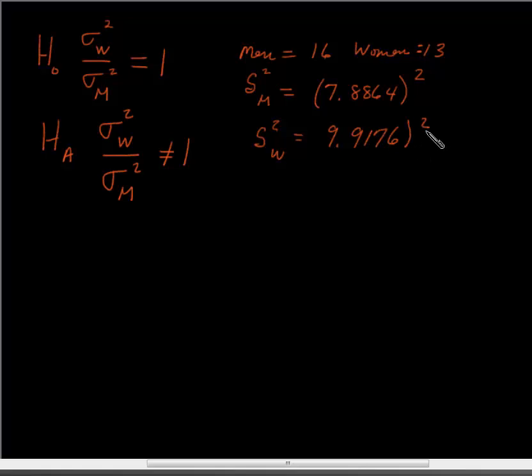9.9176 squared. I want to test and see if these are equal, but notice that if I put the women's variance on top and the men's on the bottom, then their ratio is going to be greater than 1, and that's going to force my test statistic to be in the upper tail. And I want to force my test statistic to be in the upper tail because those tables in the back of our book are only upper tail tables. So we're going to come back to this in just a second, but there's our initial setup.